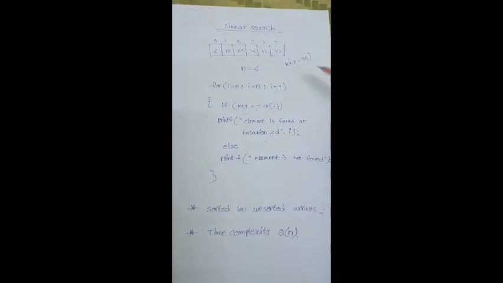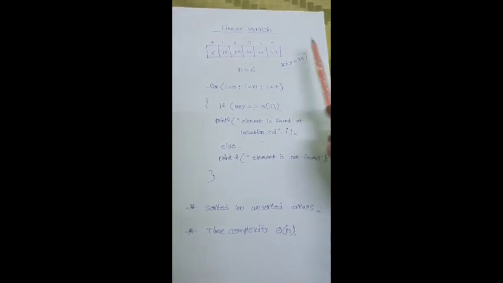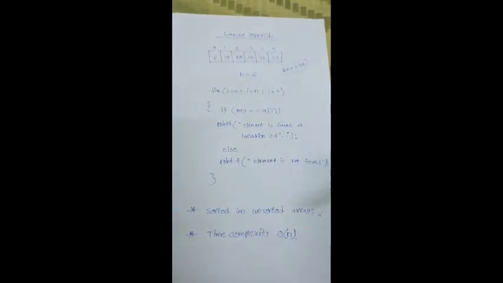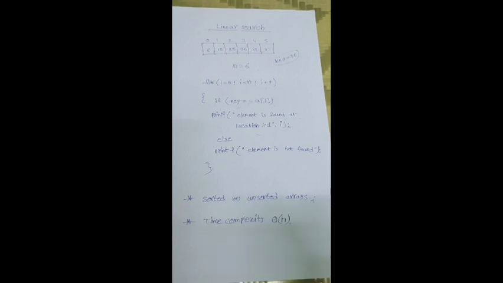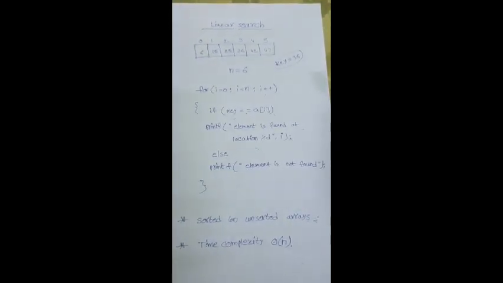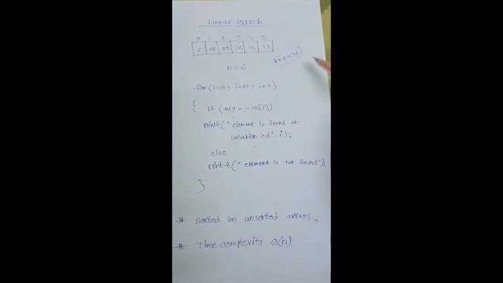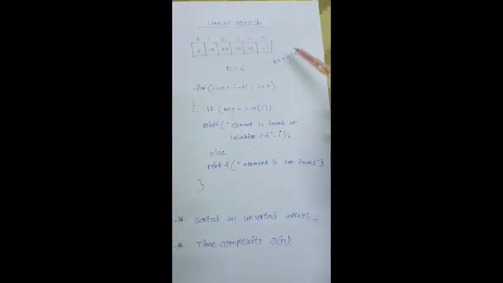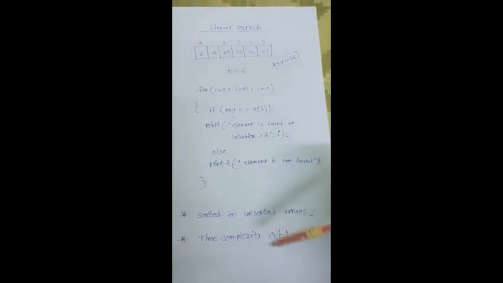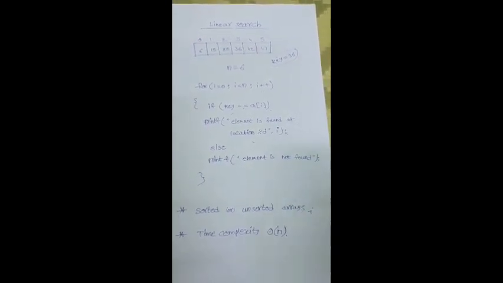So to find our required key element, we are using 0 to n. So the time complexity of the linear search is big O of n. So to find our key element, we are using all the elements of the array, n elements. So the time complexity of the linear search program is big O of n.